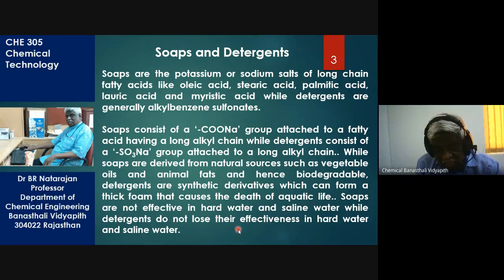foam is formed. There's a major difference: soaps are in general from natural organic sources such as vegetable oils and animal fat and are biodegradable. Detergents, with this SO3Na etc., are made by us in the factory, right? So they are not biodegradable and they accumulate and may lead to death of fish and other marine aquatic organisms. Right.